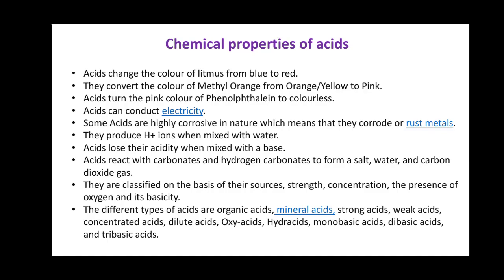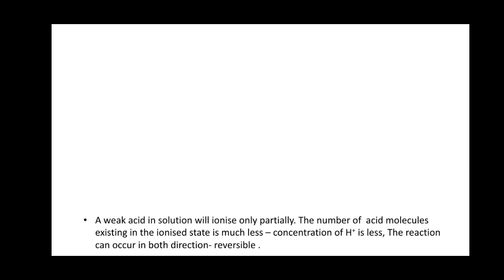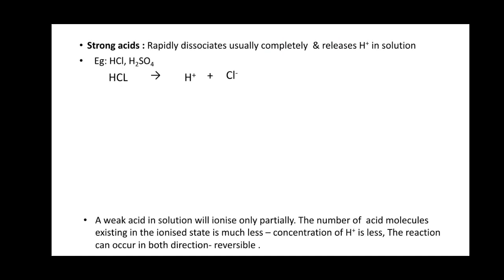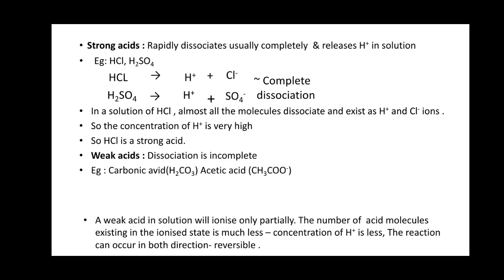So different types of acids are strong acids, weak acids, mineral acids, dilute acids, etc. We'll see strong and weak acids here. Strong acids rapidly dissociate, usually completely, and release H+ ions in solution. Examples are HCl and H2SO4. HCl releases H+ and Cl-, and H2SO4 releases H+ and SO4 ions.